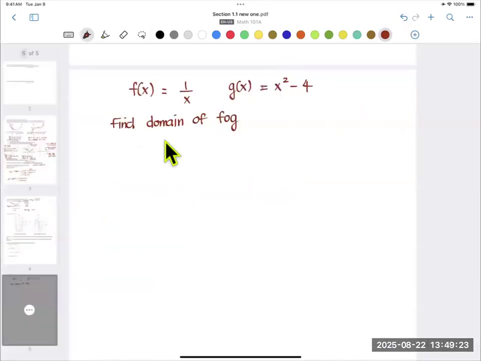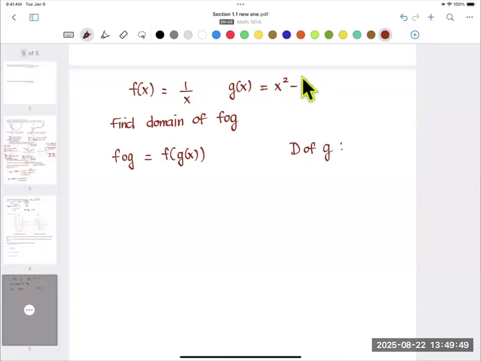All right, so let's take a look at an extra example. So if I have the function f of x equals 1 over x and g of x equals x squared minus 4, and I want to find the domain of f of g. Okay, so first of all, f of g is f of g of x. So the input is g of x, it means we will need to find the domain of g of x as well. So what is the domain of g?